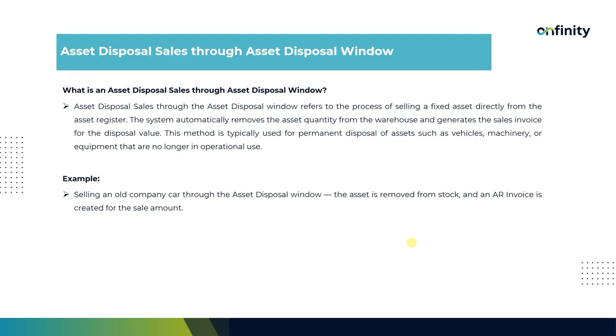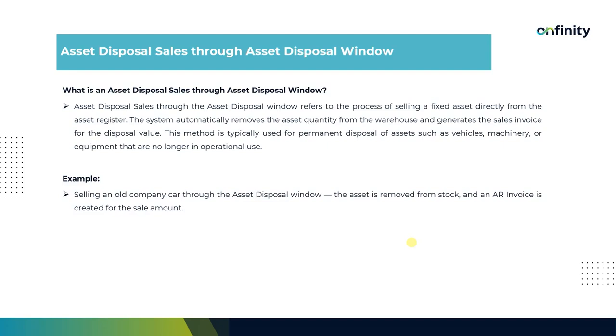You can understand what asset disposal sales is through the asset disposal window. Asset disposal sales through the asset disposal window refers to the process of selling a fixed asset directly from the asset register. The system automatically removes the asset quantity from the warehouse and generates the sales invoice for the disposal value. This method is typically used for permanent disposal of assets such as vehicles, machinery, or equipment that are no longer in operational use. For example, selling an old company car through the asset disposal window removes the asset from stock and creates an AR invoice for the sales amount.